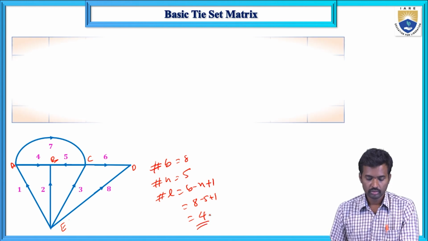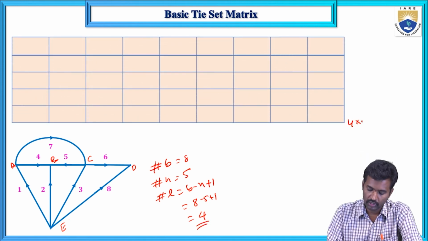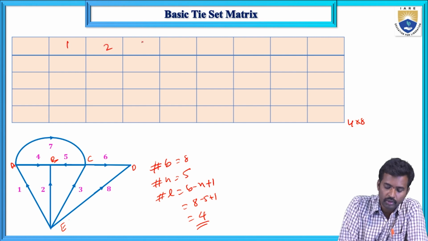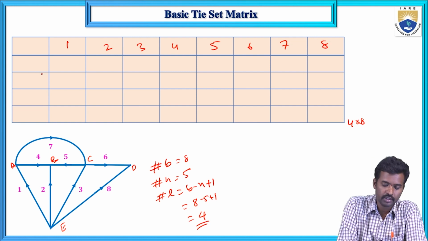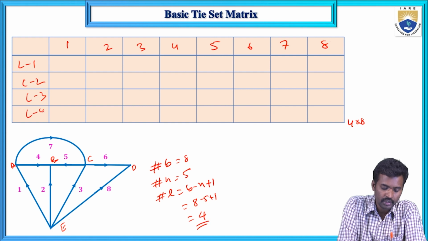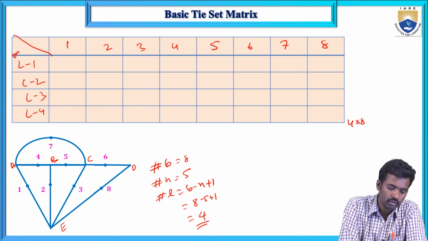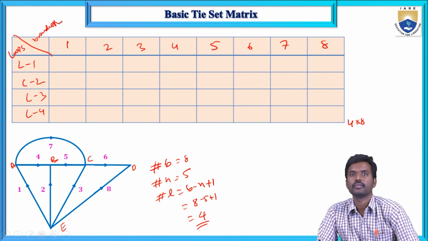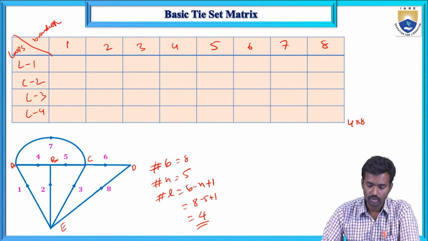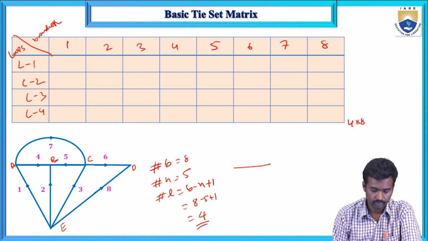Now this is the matrix 4 cross 8, 1, 2, 3, 4, 5, 6, 7, 8, and this is L1, L2, L3 and L4. Sorry, these are the loops or links, and these are the branches. Now select one tree first.